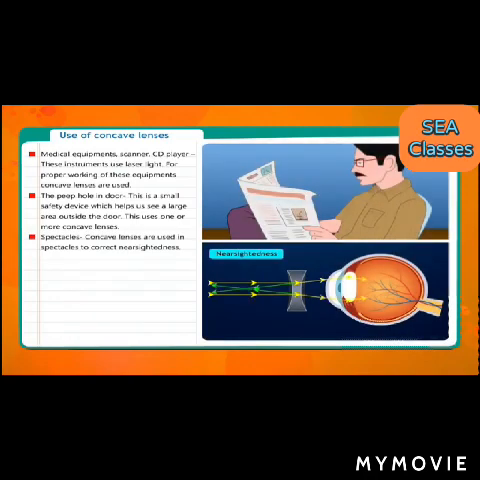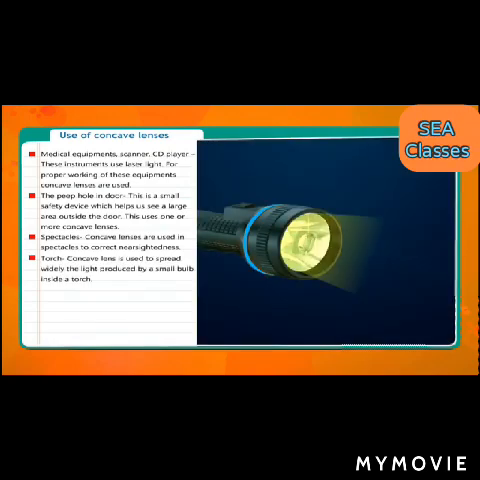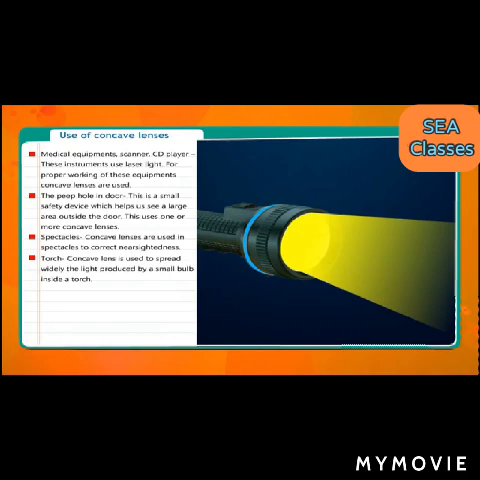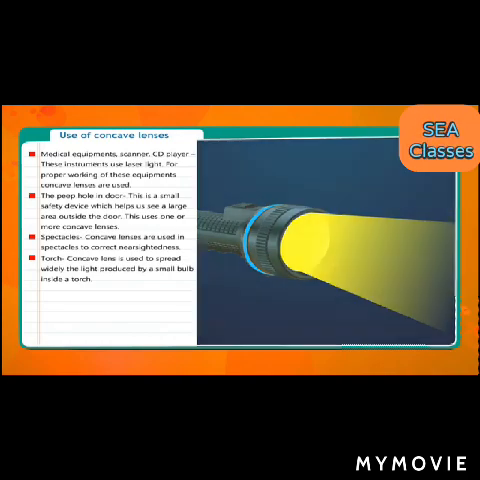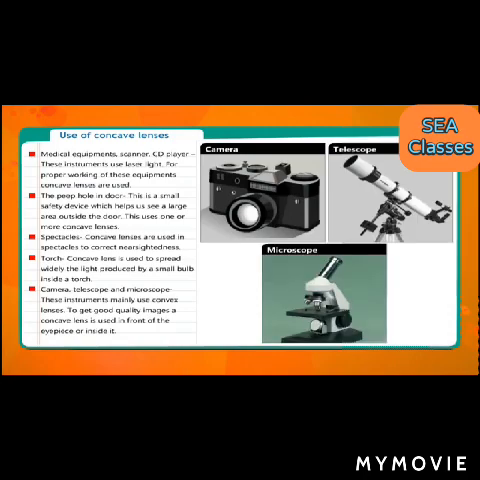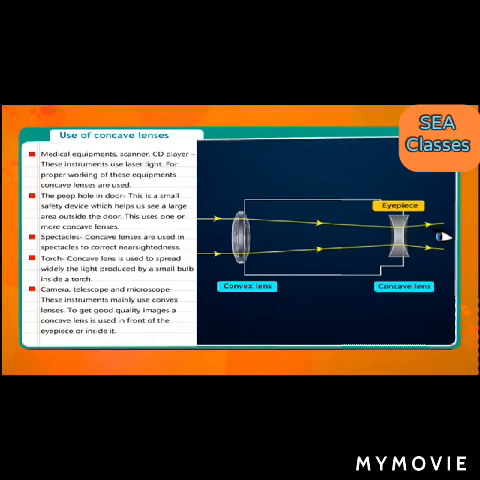Spectacles. Concave lenses are used in spectacles to correct nearsightedness. Torch. A concave lens is used to spread widely the light produced by a small bulb inside a torch. Camera, telescope and microscope. These instruments mainly use convex lenses. To get good quality images, a concave lens is used in front of the eyepiece or inside it.